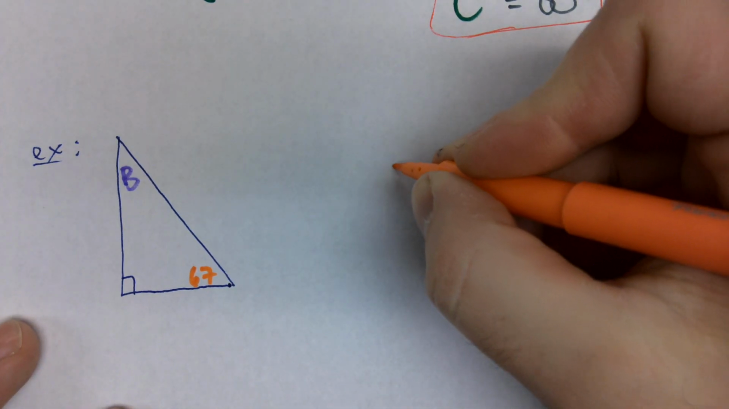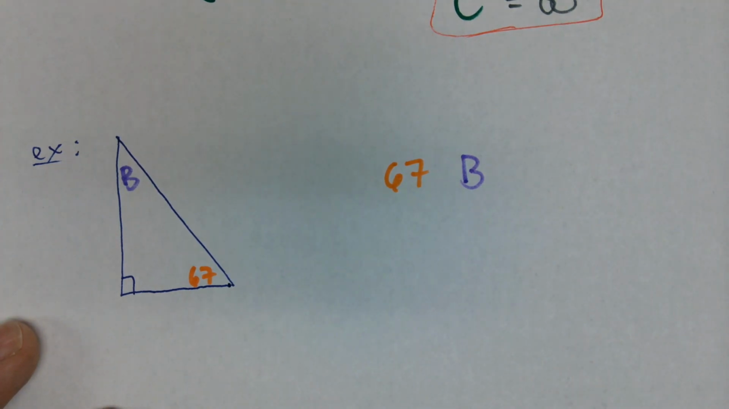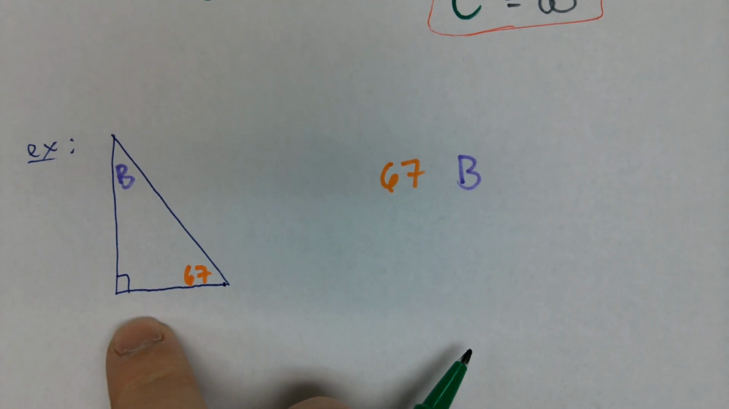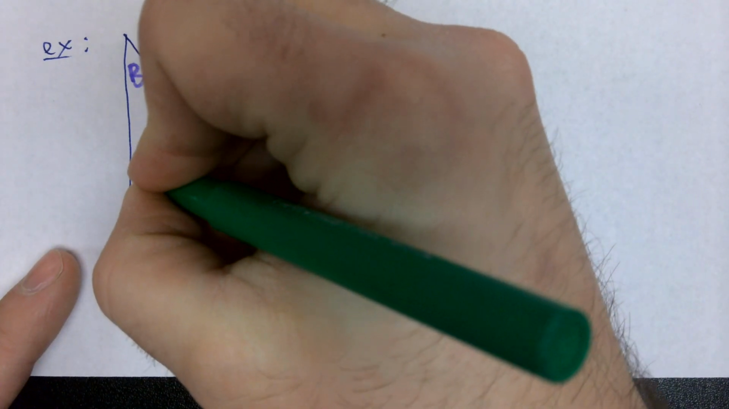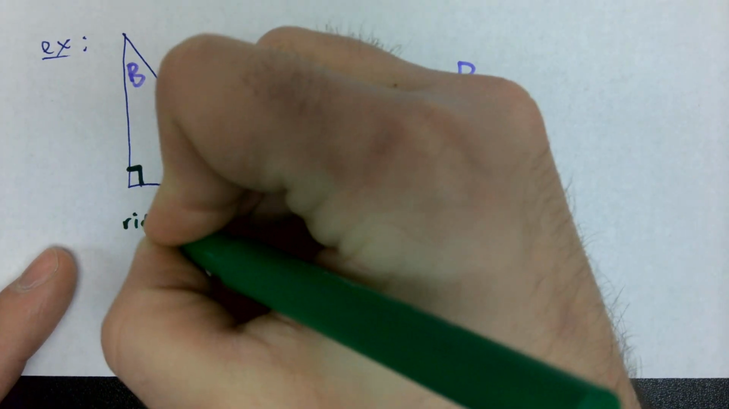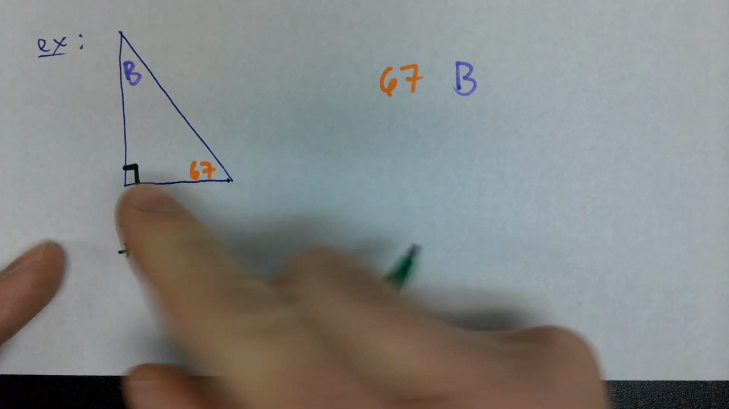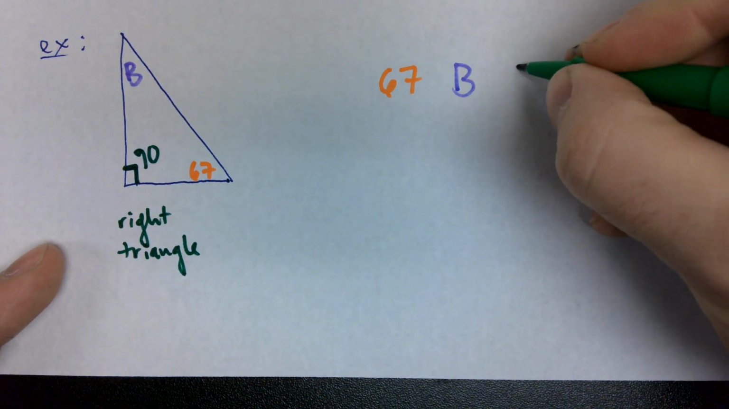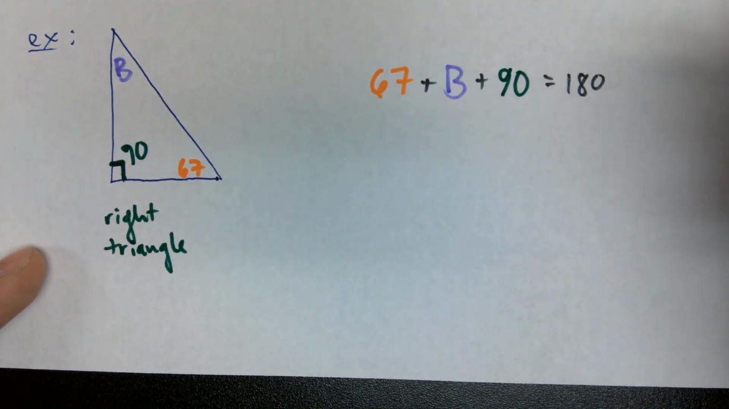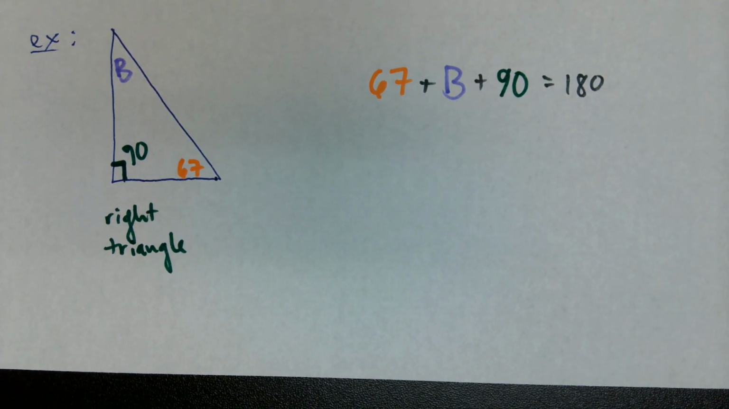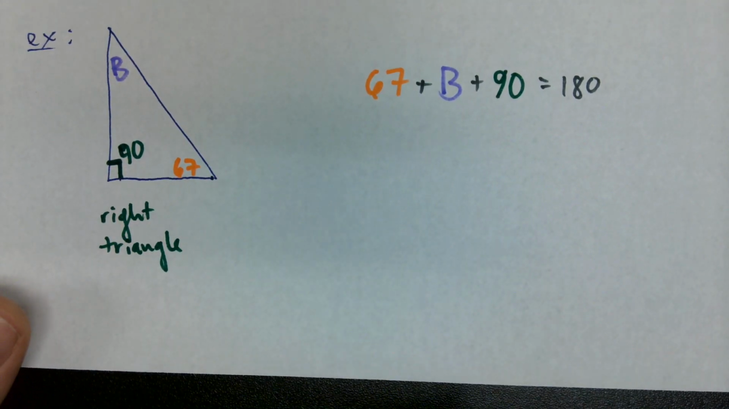So if we set this up, it's going to be 67 plus B plus, well, what's this third angle? Well, that little square in the corner, if you remember, tells us that this is a right triangle, where that little corner angle is a nice even 90 degrees. So we're going to add 90 degrees to our equation and set the whole thing equal to 180. So that's just a little thing to note. That little square means 90 degrees.